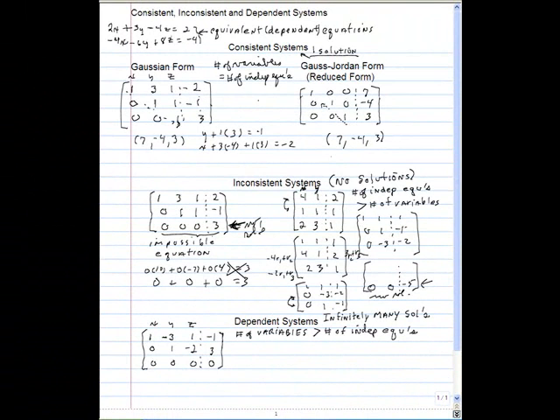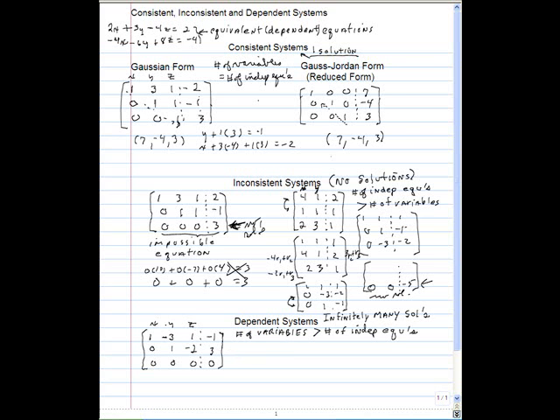Now let's take a look at the last type of system we have. That's the system with infinitely many solutions. That's called a dependent system, and it's the opposite of what we had here. Here the number of independent equations was greater than the number of variables. In the dependent system, the number of variables is greater than the number of independent equations. It's the exact opposite of case 2.